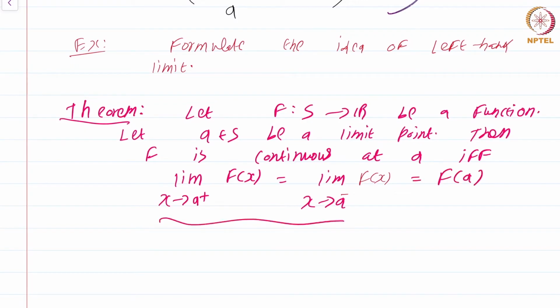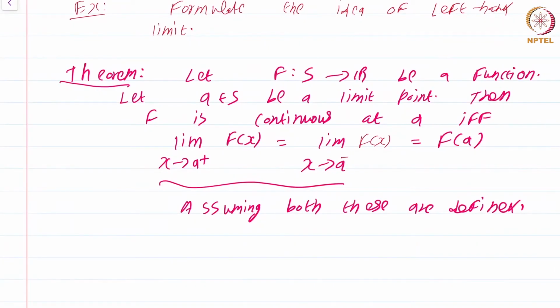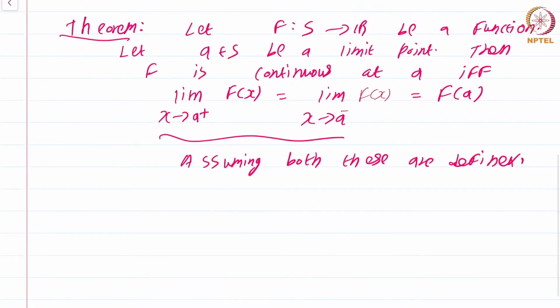Okay, assuming both these are defined. Now it can happen that A is not a limit point of S intersection the open set (A, infinity), or it is not a limit point of S intersection (minus infinity, A). That can happen. So I'm assuming both of these are defined at the point A, then the function is continuous if and only if the left hand limit is equal to the right hand limit is equal to the functional value. Let's prove this.